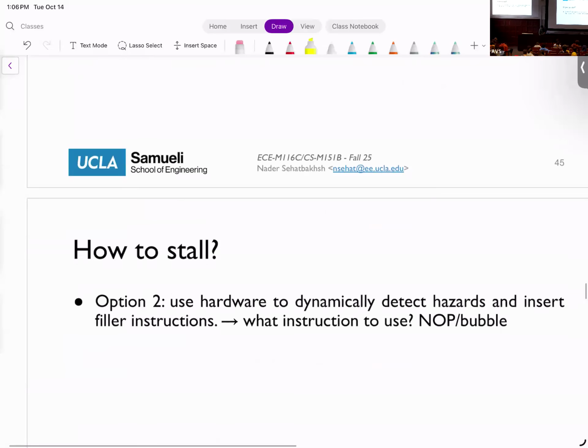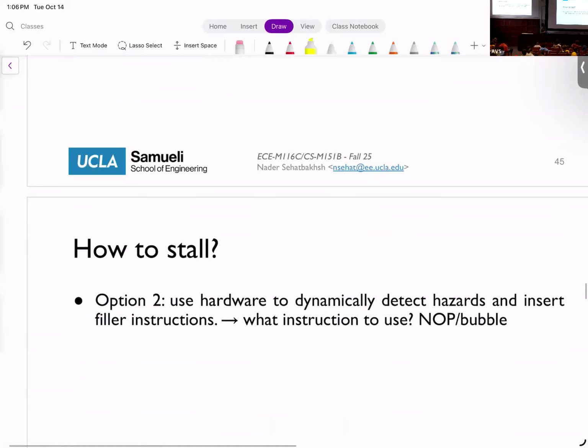Okay. The second option, which can be done both in hardware or in the compiler, is that we don't necessarily bring instructions from the bottom and move them up, but rather we create some arbitrary instructions, some no-op or NOP instructions that don't do anything. It's just filler instructions, okay? So what is an example of a filler instruction? Think about something like this: add x0, x0, x0, okay? I'm just adding nothing with nothing and writing the results to nothing.